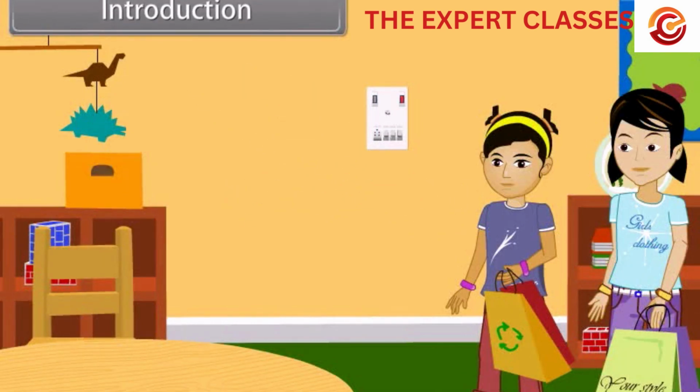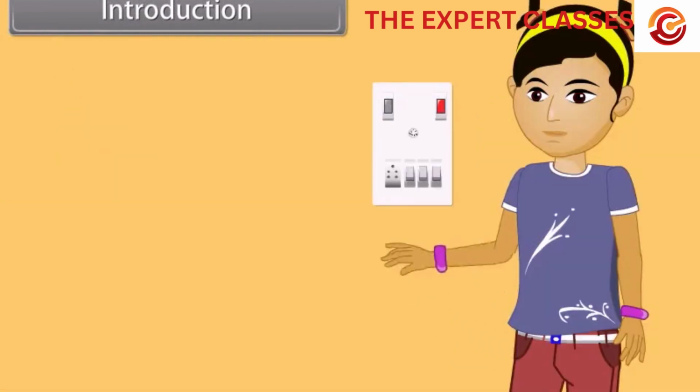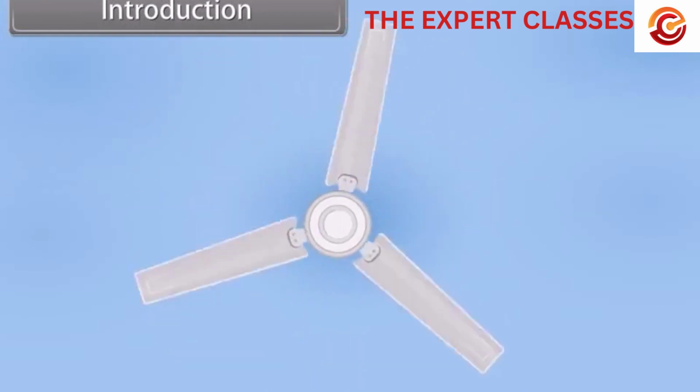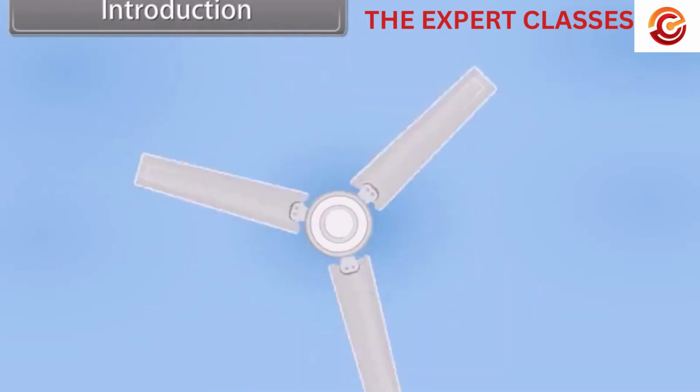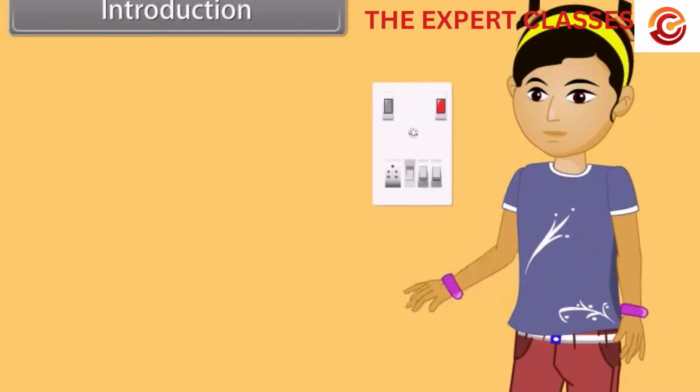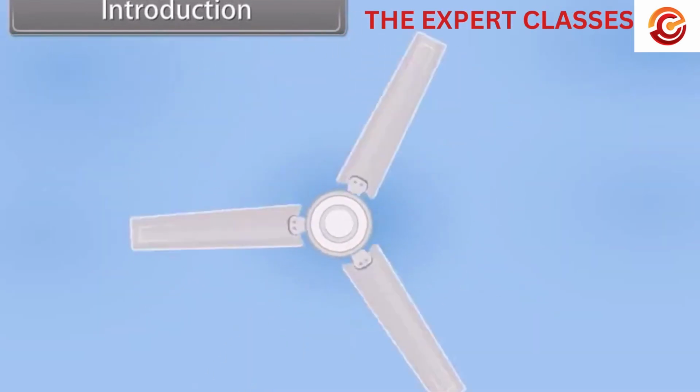Today, Aarti and Rachna went to the market and then returned home. Aarti switched on the fan and the bulb. The fan was running at low speed, so Aarti rotated the regulator of the fan to its high speed.